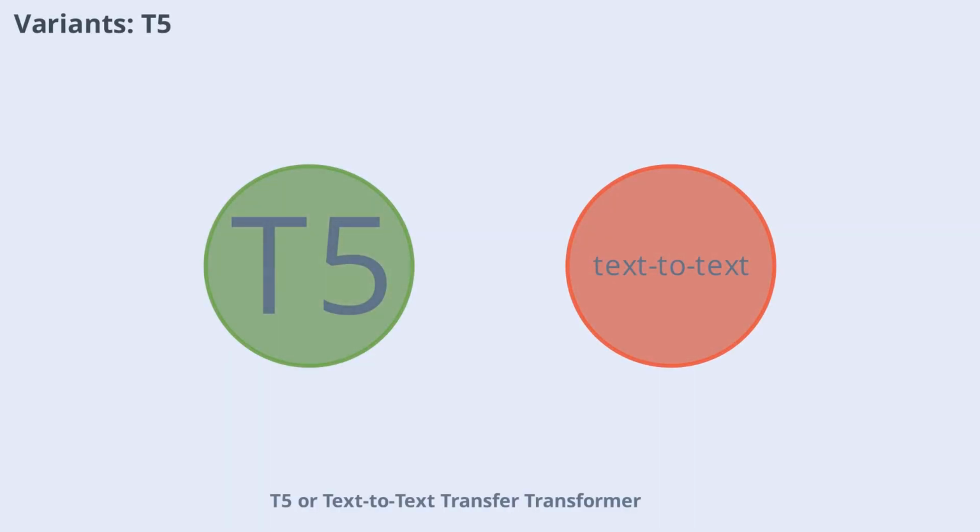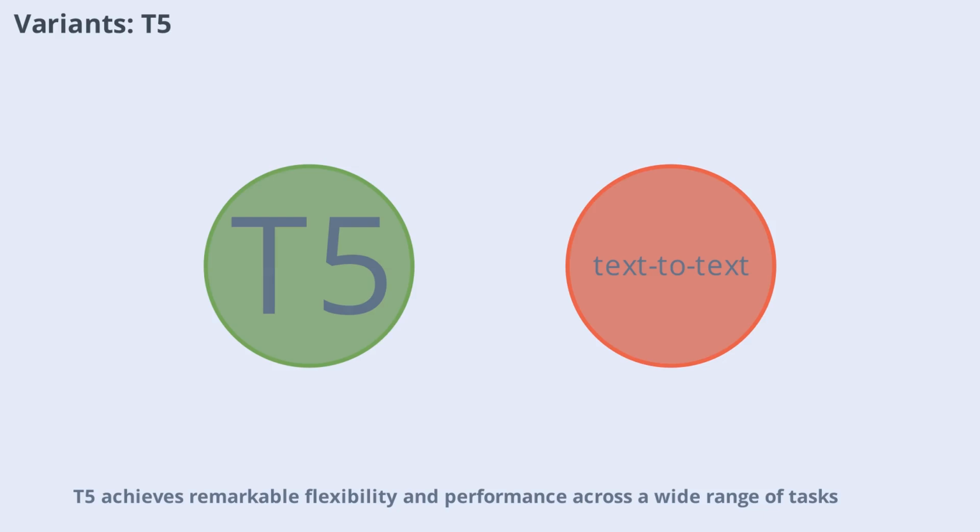T5, or text-to-text transfer transformer, frames every NLP task as a text-to-text problem. By converting inputs and outputs into text, T5 achieves remarkable flexibility and performance across a wide range of tasks. This unified approach simplifies the architecture and training process, making it easier to apply to new challenges.